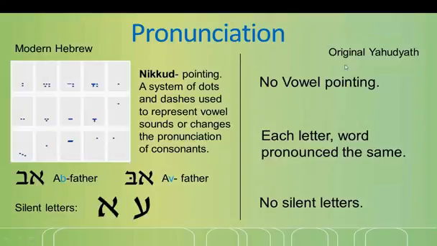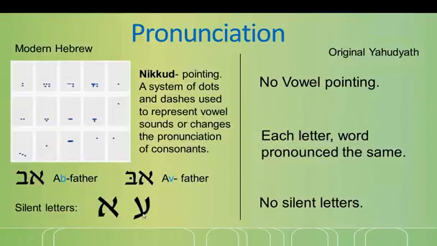All right, so in original Yahudyath, there is no vowel pointing. Vowel pointing was created around, there is a time frame, but to make it simple, around 1000 AD. All right, each letter and therefore each word is pronounced the same. Each letter is the same. There's no vowel pointing. So in original Yahudyath, the aleph makes an ah sound. It doesn't change. It's ah. It actually has a sound.